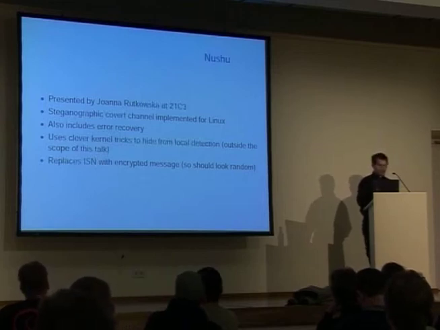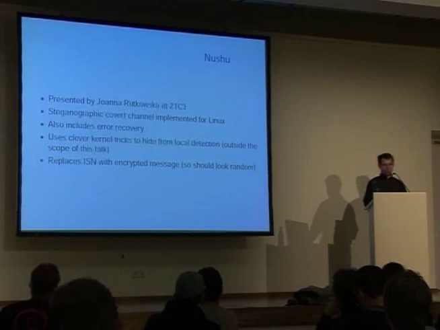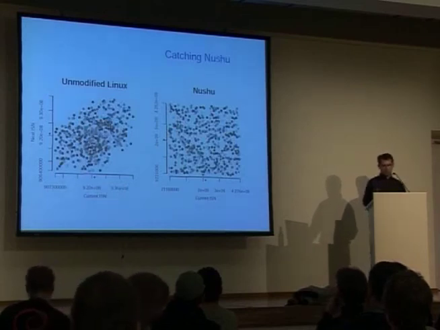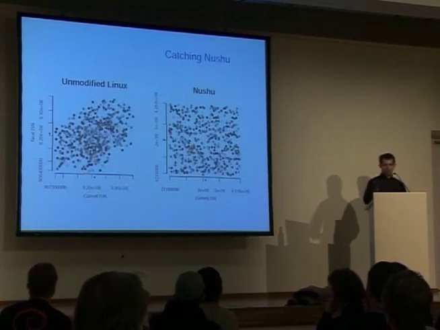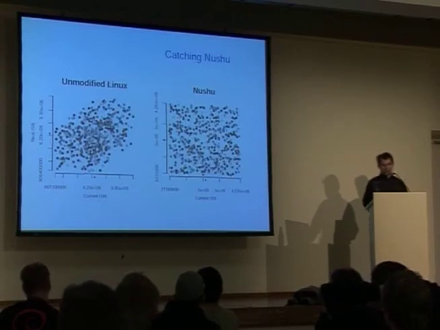The reason encryption is used is to make the initial sequence numbers look random, and at first glance, they are unpredictable. You would think that because they're unpredictable, they're going to be random, but in fact they're not. So here's a graph comparing Linux and NUSHU. I'll explain what the axes are. On the x-axis is a particular initial sequence number. On the y-axis is the following initial sequence number.